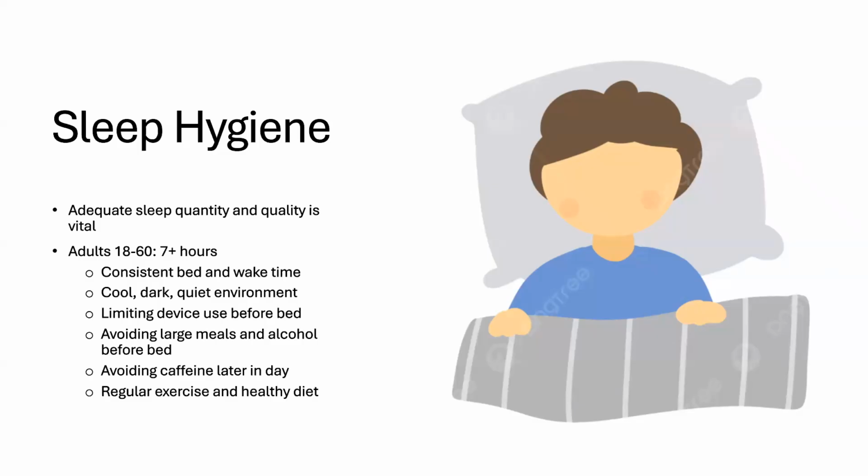Making sure the environment in which you're sleeping is cool, dark, quiet. Limiting technology before bed. Avoiding large meals and alcohol right before bed. And then avoiding caffeine use later in the day. The half-life of caffeine is a lot longer than we think, and so it stays in your system longer than you think. And so, utilizing that earlier in the day as opposed to later in the afternoon.